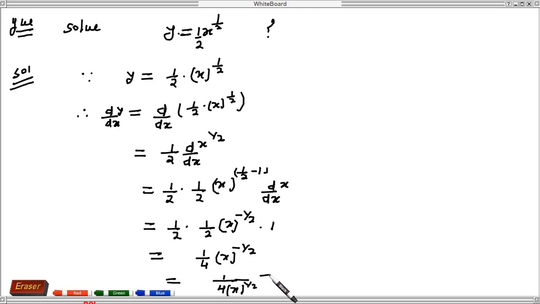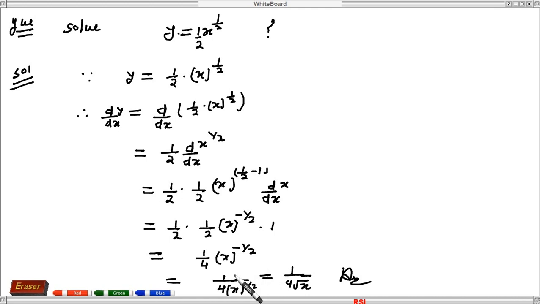Note that x raised to power minus 1 by 2 is in the numerator. When you bring this in the denominator, then the power becomes positive. Here it is minus in the numerator; when it comes in the denominator, it is positive. So that is 1 by 4 under root x. That is the final answer.